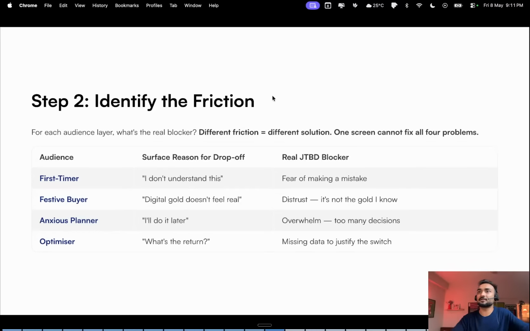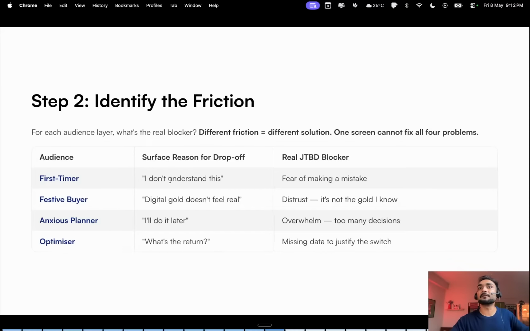Now, identifying the friction. I have written some friction for all four types of audiences so that it helps you all in the case study. First, first time buyers. What is the surface level reason that they have for dropping off? That is, yeah, I don't understand this, right? If a first time buyer is dropping off in the onboarding, what is the real job-to-be-done blocker that they have? They are afraid: what if I end up making a mistake in this? And this is only true for first time buyers. What if I end up making a mistake?